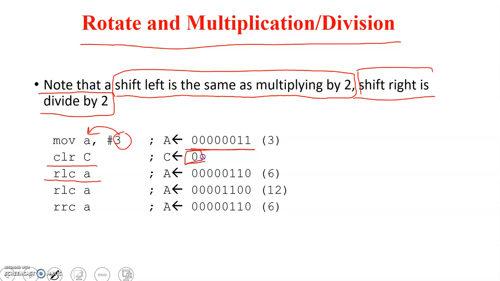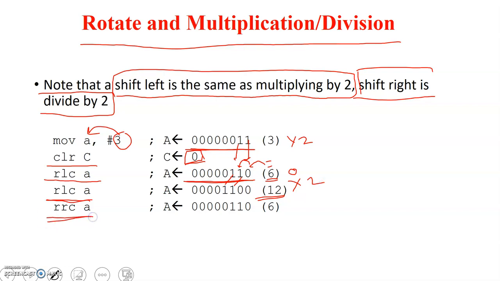So what is happening? Our carry was having 0, so 0 will come here. And 1 was here, so 1 moves to the higher place. Again, this 1 moves to the higher place, and so on. And the MSB, which was 0, will move to carry, which is 0. So the resulting number is 6. You can see 3 multiplied by 2 is 6. Similarly, if I'm taking RLC, rotate left with carry, again, the position of 1 shifts to the left, and now the resulting number is 12. So again, it has been multiplied by 2.